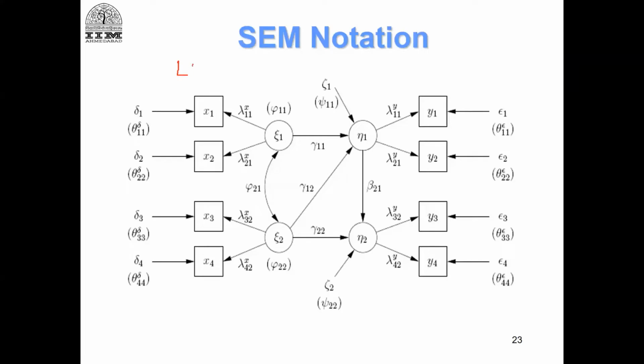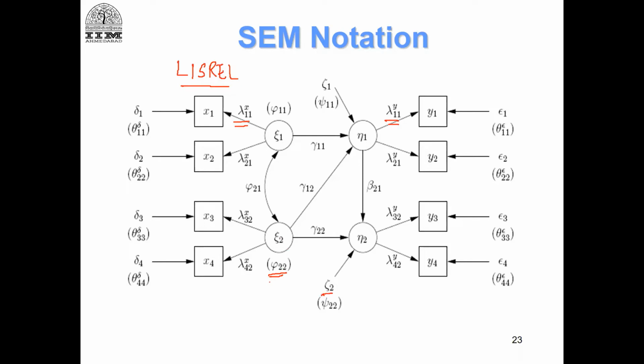work. The first major software that came out for SEM was LISREL. Okay, and a lot of people also call this LISREL notation. Okay, loadings of y are given as lambda y's, loadings of x are given as lambda x's. Then these are the independent. This is called, the variances are called phi.